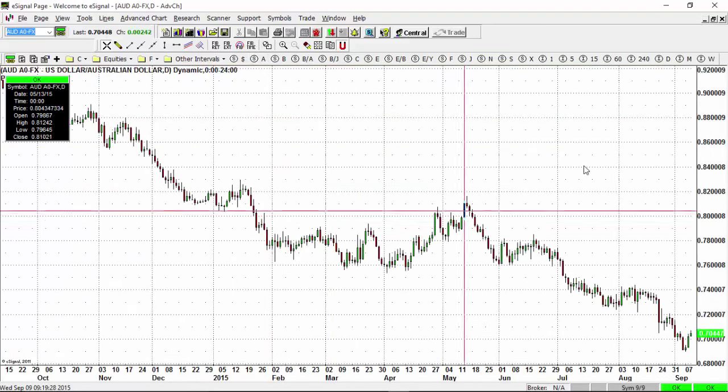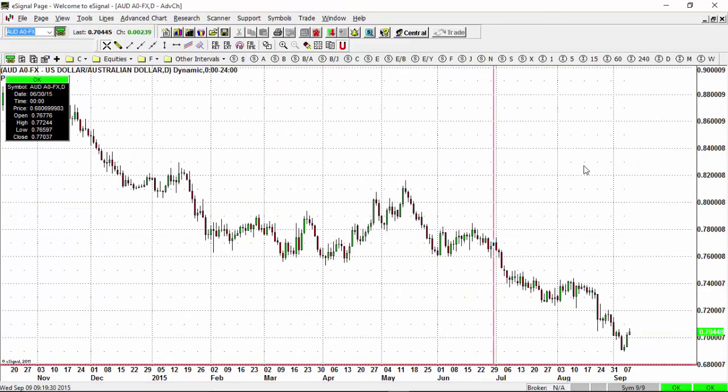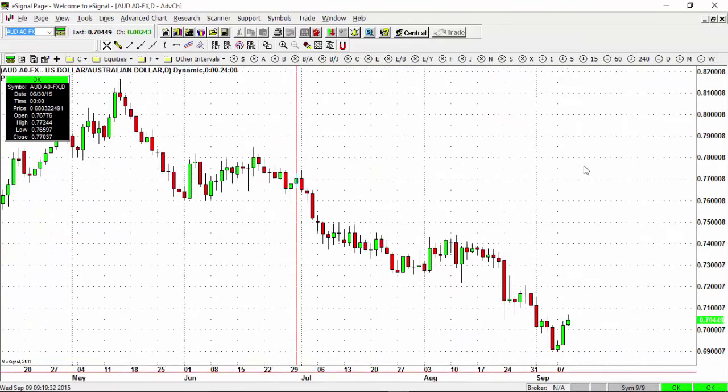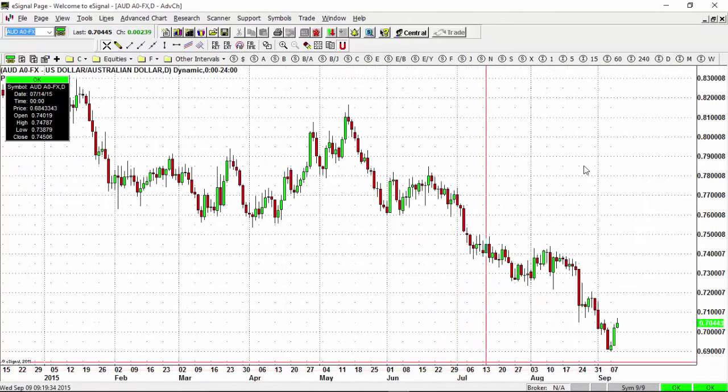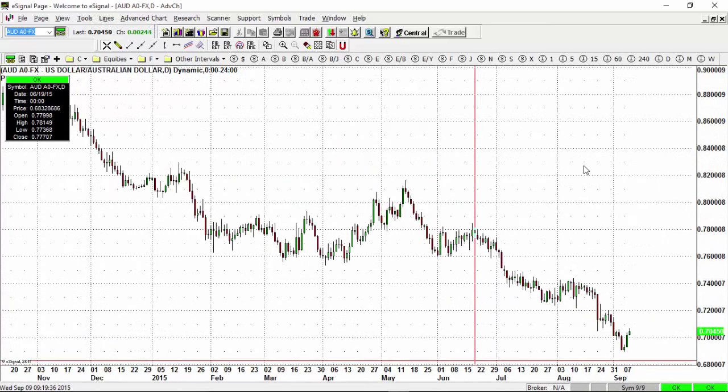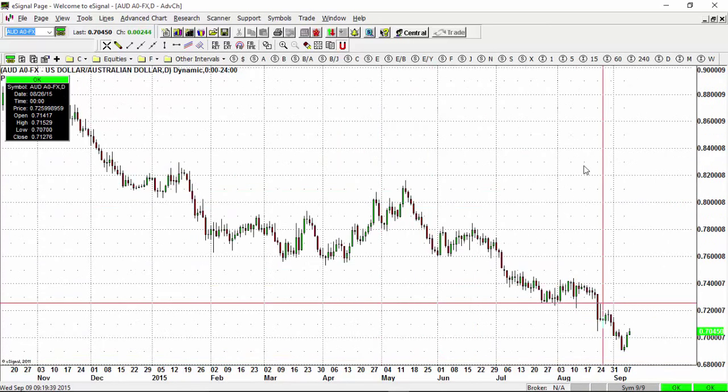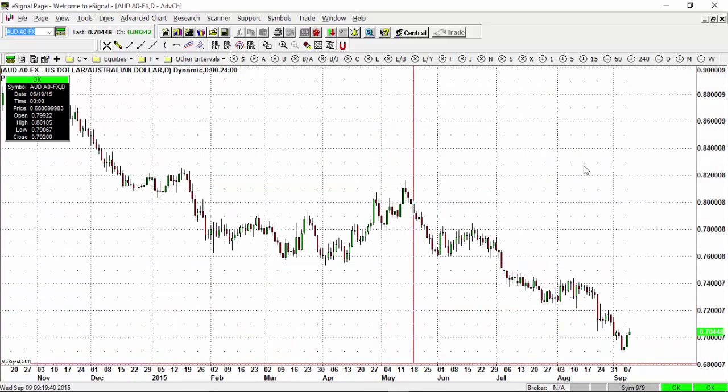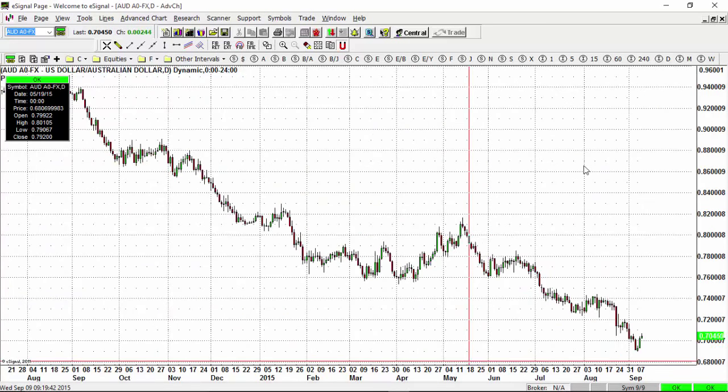Australian dollar is up slightly on the morning. This is a market that's also due for a pullback, because we have been declining for a number of months now. Now, when I say due for a pullback, I don't mean you should go out and buy this market, because the market is still in a strong downtrend.